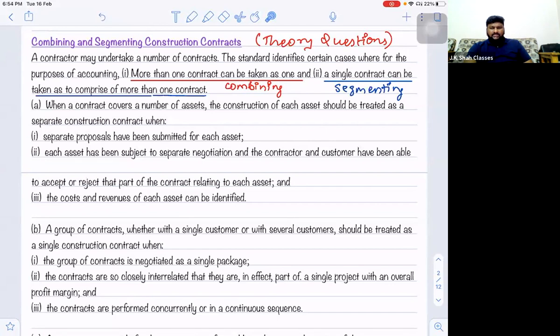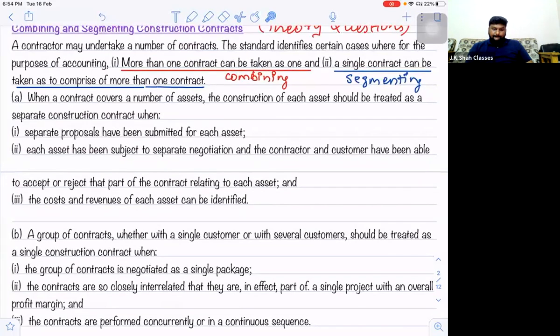Can you repeat the different customer? See, even if it is a single customer or a different customer, it doesn't matter. The point is what? The assets that you are constructing should be of similar nature, similar grounds, with overall common profit margins, right? Proposals are given as a single package. For various customers also, proposals are given as a single package, and the contracts are performed continuously or concurrently. So even if it is with one single customer, even if it is with different customers, it doesn't matter. I hope you are getting this point.